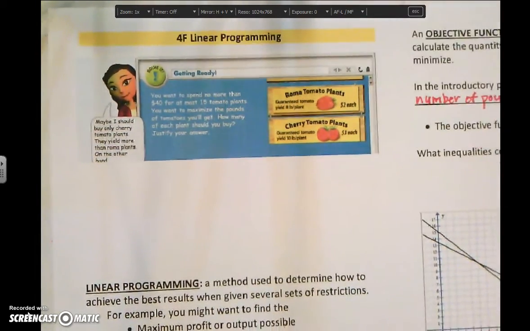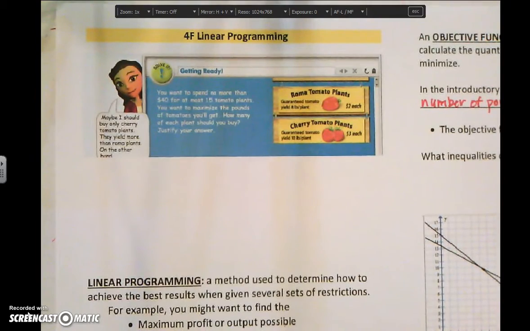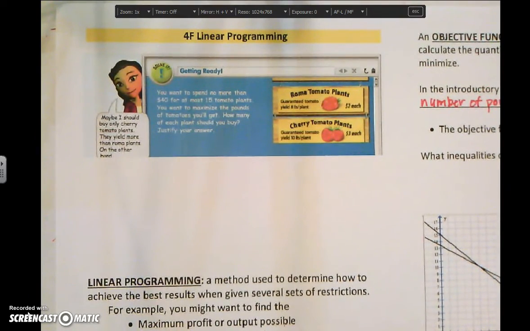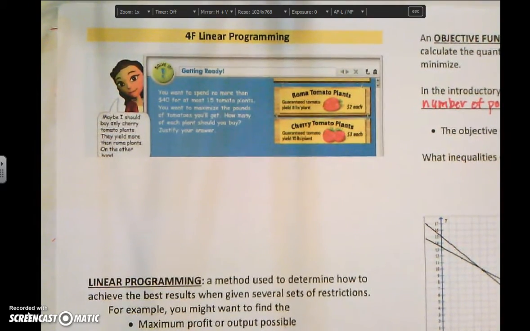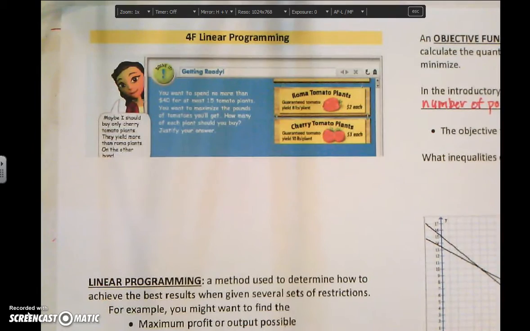All right, so what we're going to learn today is called linear programming. Linear programming was first used in World War II when they had to determine the most efficient way to get the most food to the troops on the train systems that they had available. There were so many different variables involved, they had to come up with a method to maximize the most food they could get with the least amount of money and the least amount of travel.